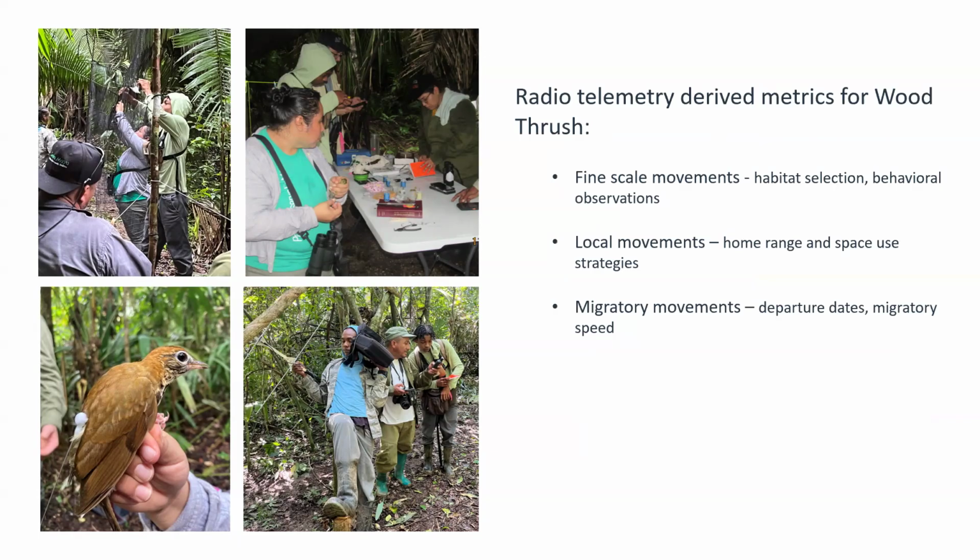And then there are the radiotelemetry-derived metrics for wood thrush, which I think of in 3 or 4 categories, being fine scale movements, such as habitat selection, during which time you may also be able to do behavioral observations. Then local movements with metrics like home range size and space use strategies. And migratory movements, things that we traditionally think about using the Motus Wildlife Tracking System for, right? Like departure dates, migration speed.